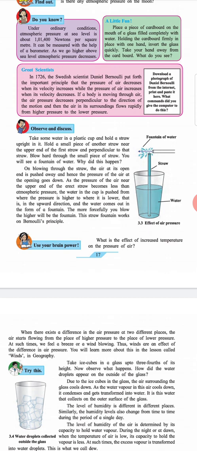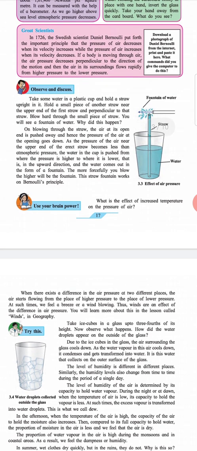Why did this happen? On blowing through the straw, the air at its open end is pushed away and hence the pressure of the air at the opening goes down. As the pressure of the air near the upper end of the erect straw becomes less than the atmospheric pressure, the water in the cup is pushed from where the pressure is higher to where it is lower, that is, in the upward direction, and the water comes out in the form of a fountain. The more forcefully you blow, the higher will be the fountain. The straw fountain works on Bernoulli's principle. Use your brain power. What is the effect of increased temperature on the pressure of air?